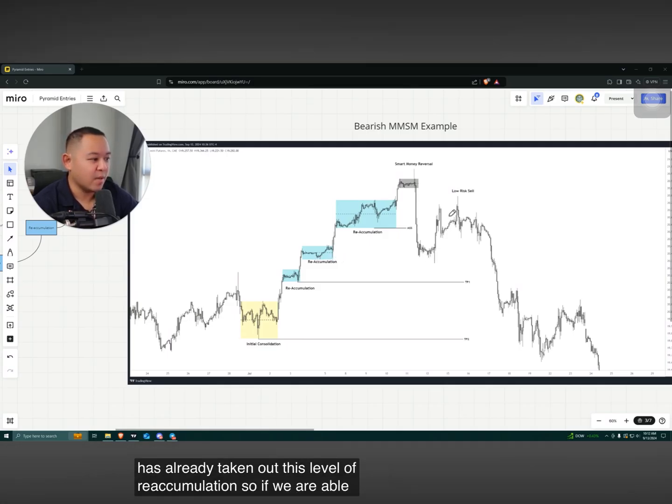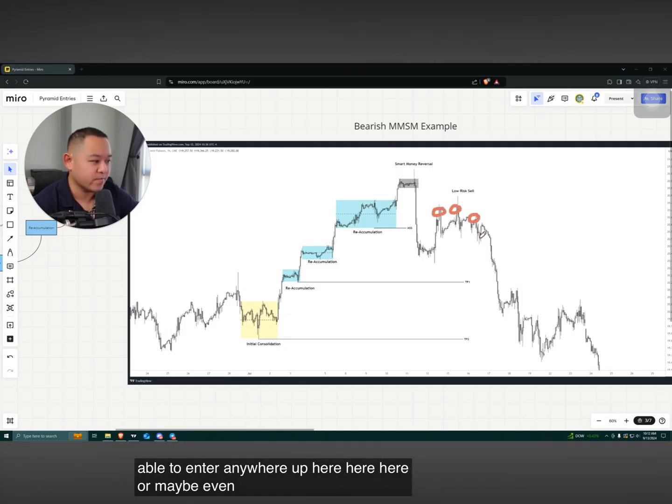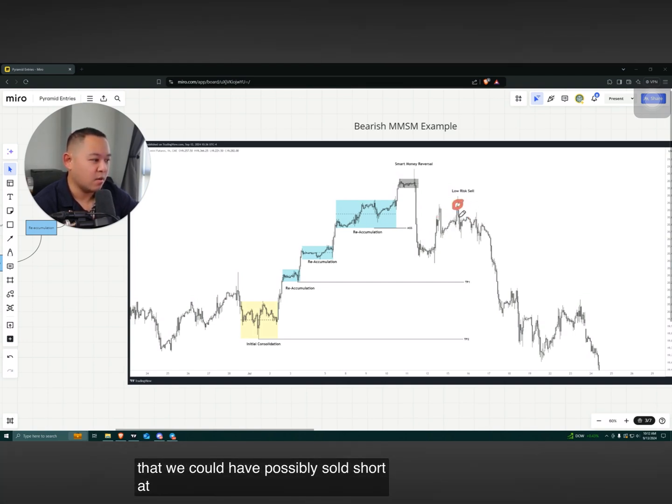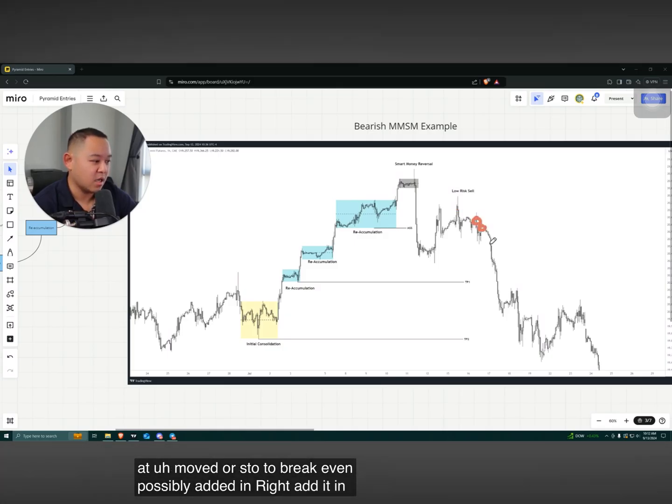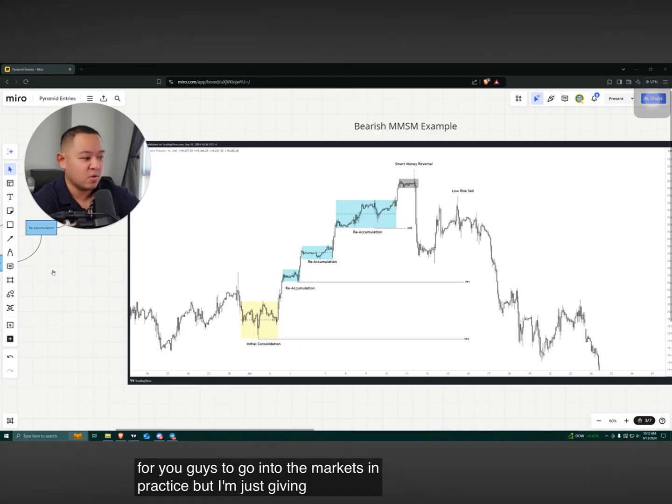So if we were able to enter a low risk sell, let's say anywhere up here, here, or maybe even here. I'm just going to point out that there are multiple areas that we could have possibly sold short at, moved our stop to break even, possibly added in, right? Added in again here, maybe added in again here on a market structure shift. Now, that is up for you guys to go into the markets and practice.